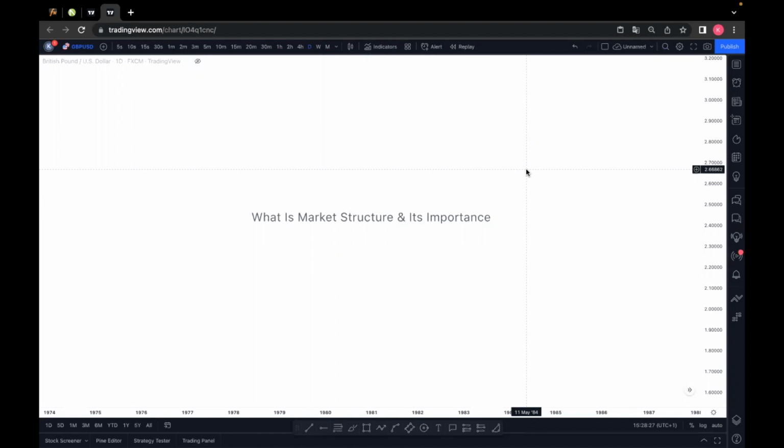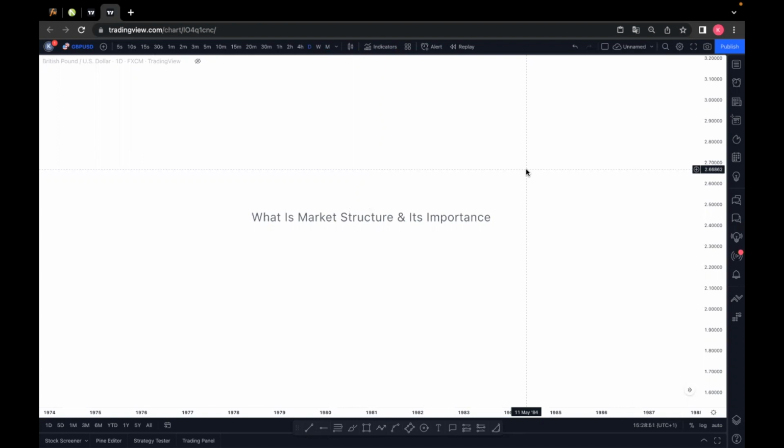So what is a market structure? Well, we can just take the two words, right? Market and structure. So what is a market? A market is a place where we buy and sell stuff, right? So when we bring those two words together, market and structure, we're pretty much trying to study the behavior of the market participants at that particular time in the market, right?